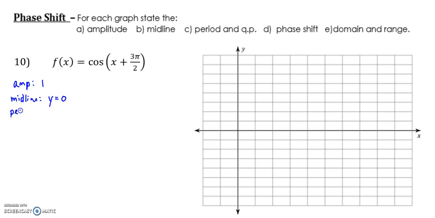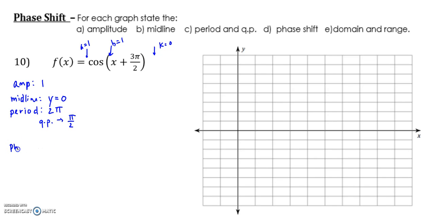Our period, well, I'm going to look again. Is there a b here? Nope, our b is just 1. So our a equaled 1, our k equaled 0, and then we have our period being 2 pi because there's no change in b. That would make our quarter period the same as always, pi over 2.